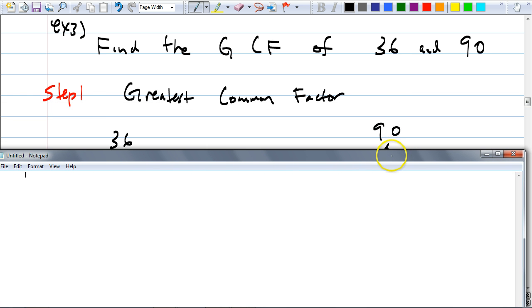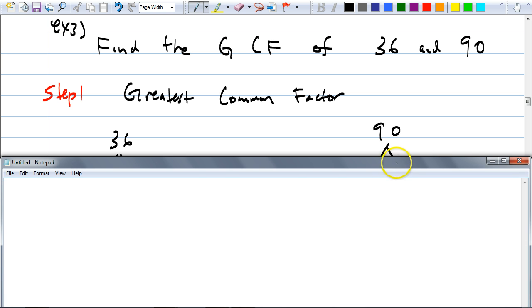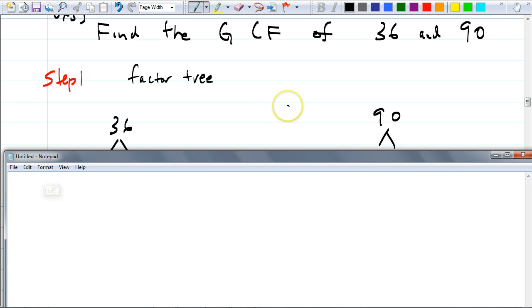Okay, so step 1 for finding the GCF, you do a factor tree for these numbers. Now, do they all have to look exactly like the factor tree? No. But at the end, when you write them in exponential form, should they look exactly alike?